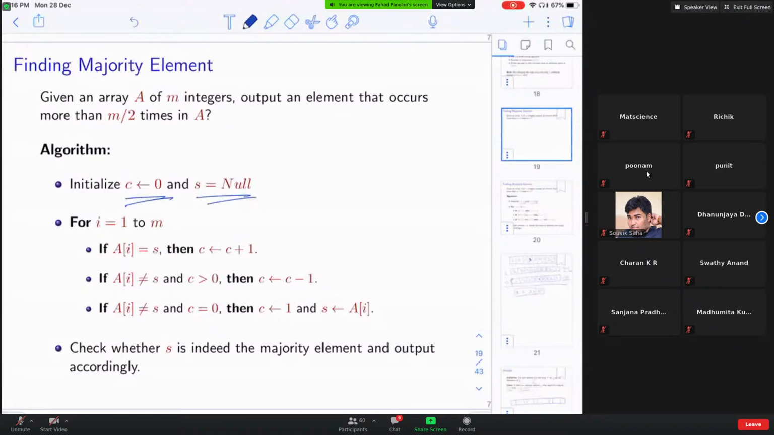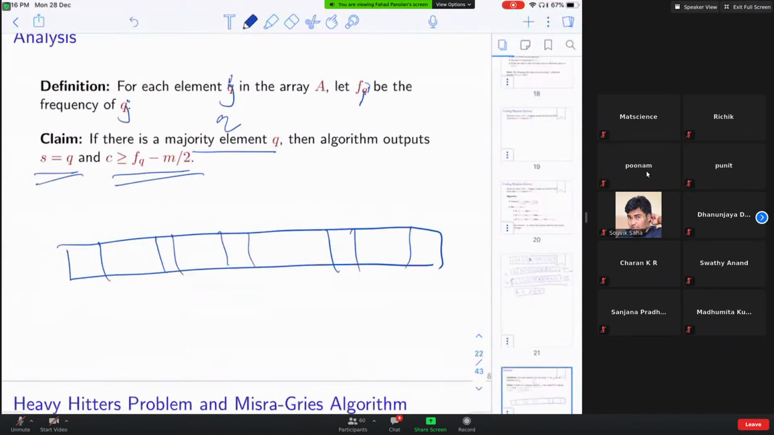Why? What is the reason for that happening? Because the first element, the algorithm will think this is the majority element, and then whenever S comes, it increments, and whenever some other element comes, it decrements. At some point the counter becomes 0, and then when a new element which is not equal to S comes, it changes its S. So these are all the places where the change in S happens.